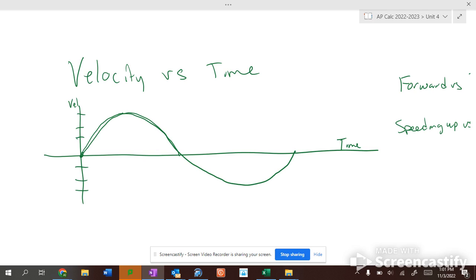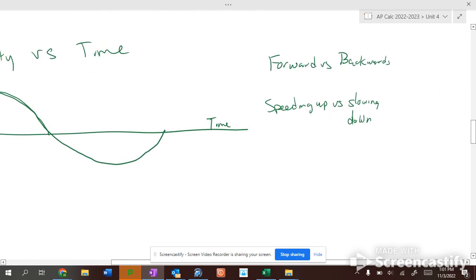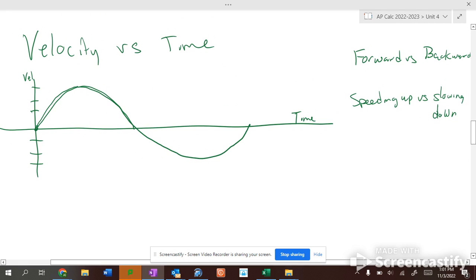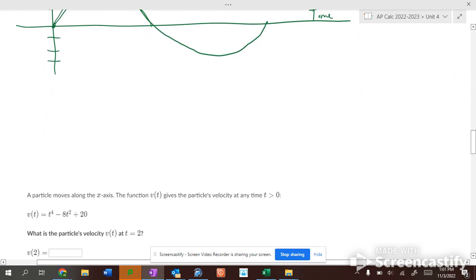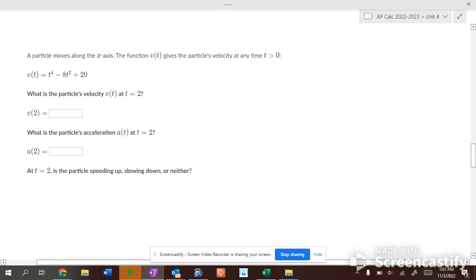Okay? So, here, you're getting farther away. You're still getting farther away, but you're slowing down. Here, you're getting closer to where you originally were, but getting faster. Here, you're getting closer to where you originally were because it's the opposite of this, and you're slowing down. Okay? So, it'll be forwards versus backwards and speeding up versus slowing down. Okay? When those velocity ones are.